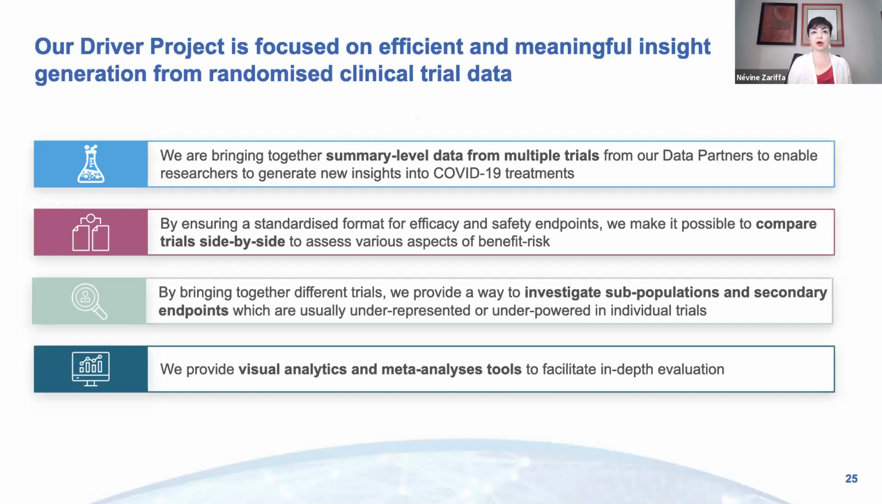So this was our value proposition. If we can harmonize and have a good data dictionary around the summary endpoints, we can put all the trials side by side. We can have these fantastic visual analytics and standard meta-analysis tools to really help move things along, reduce the threshold. And most importantly, we can get some clarity on subpopulations and secondary endpoints. And those are the things that are very hard to address in a single trial. So you need the strength of aggregate data sharing. Next slide.